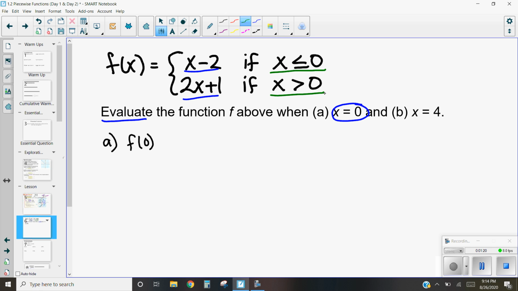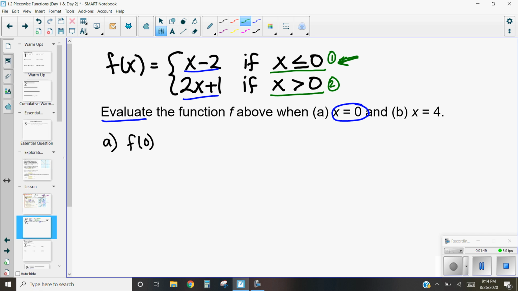So for this first equation, the only time that it is going to exist is if x is less than or equal to 0. The second equation will exist only when x is greater than 0. So in this first part, where I want to evaluate when x equals 0, I need to decide: does it go with the first equation or with the second one? In this case, because it equals 0, we're going to go with the first one.